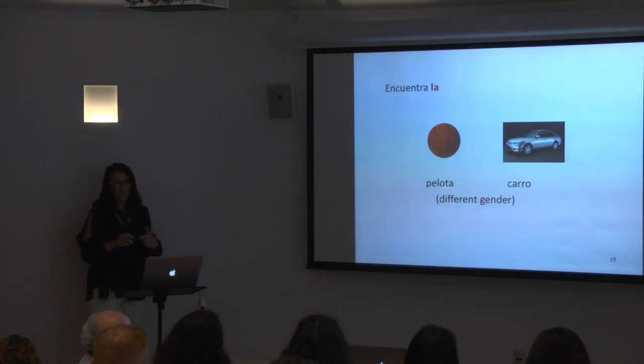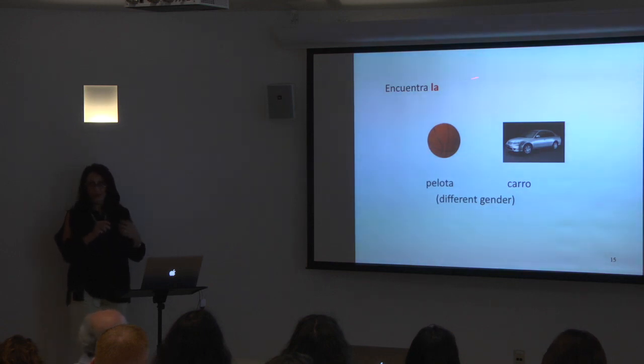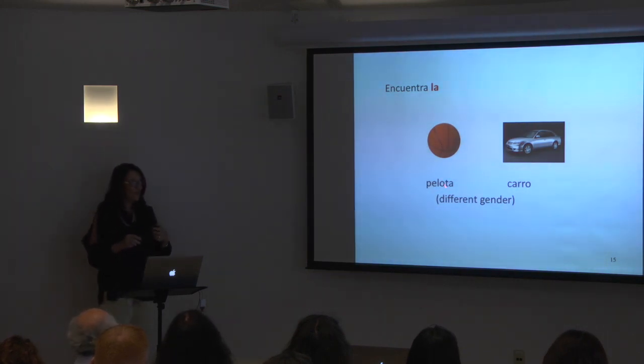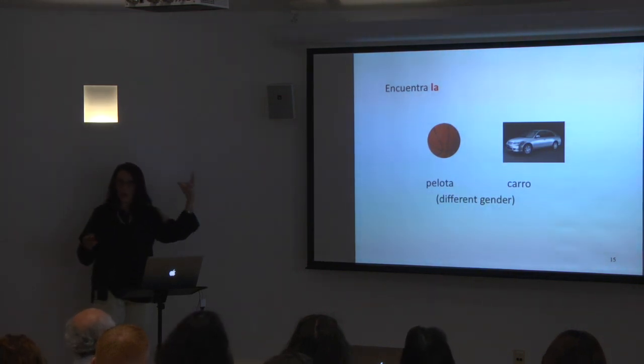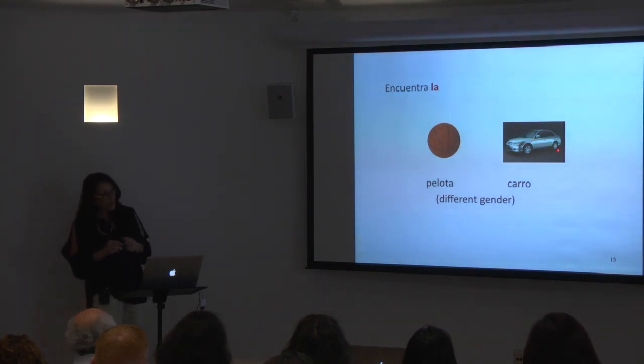However, imagine that instead of showing you two pictures that are feminine, now I show you a picture that is feminine, pelota, and a picture that is masculine, carro. And now I tell you, find the, and this is feminine. Well, if you know something about the grammar of Spanish, the prediction is that your eyes will look at pelota because it is the only item that matches in gender with the article. And so what you would expect is anticipatory looks to pelota when the display has a picture that is feminine in gender and a picture that is masculine in gender.